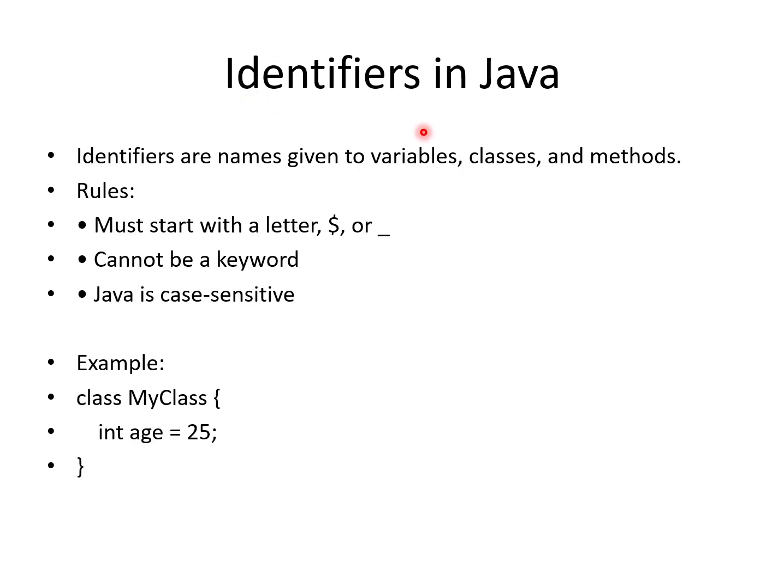Moving on to identifiers. Identifiers are the names given to variables, classes, and methods. Rules for identifiers: it can start with a letter, a dollar symbol, or an underscore symbol. Identifiers cannot be a keyword. Java is case sensitive. For example, class MyClass, int age = 25. The identifier is MyClass since it is the class name.